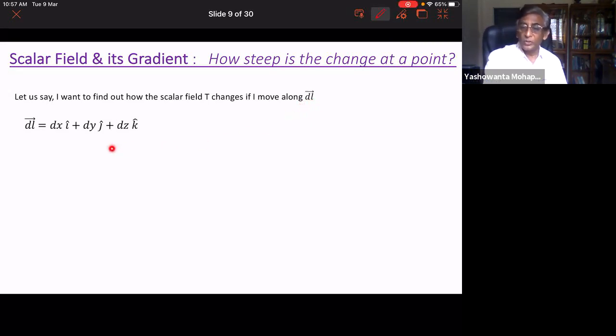In Cartesian coordinates, dl is composed of a differential change in the x direction, a differential change in the y direction, and a differential change in the z direction. Of course, it is a vector. If I want to move in any particular direction, how much does the scalar quantity T change in that direction? That's something a climber, or anybody, would like to know. For example, do I want to take the steepest direction, or the less steep direction to move?